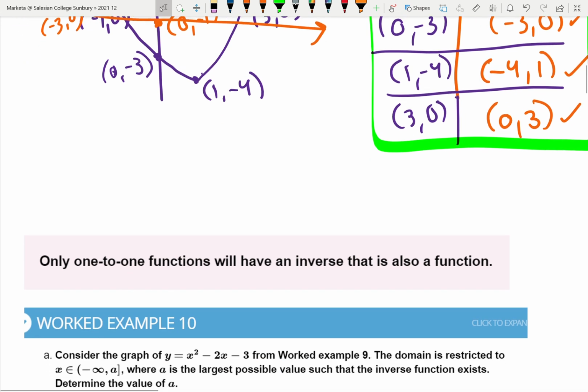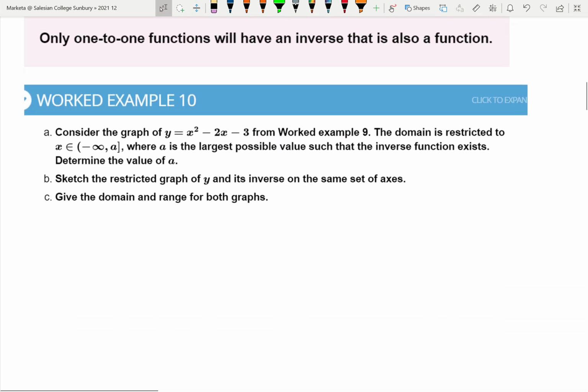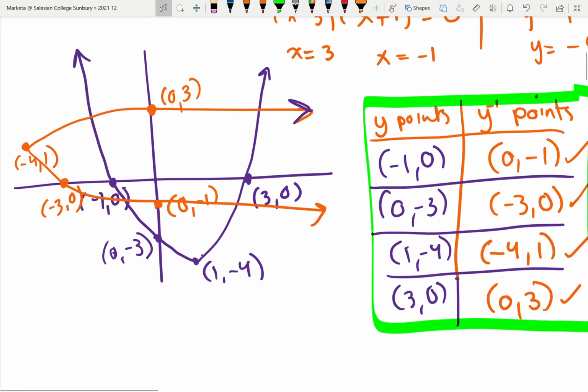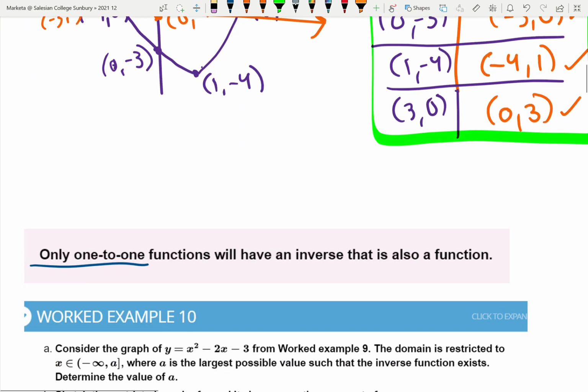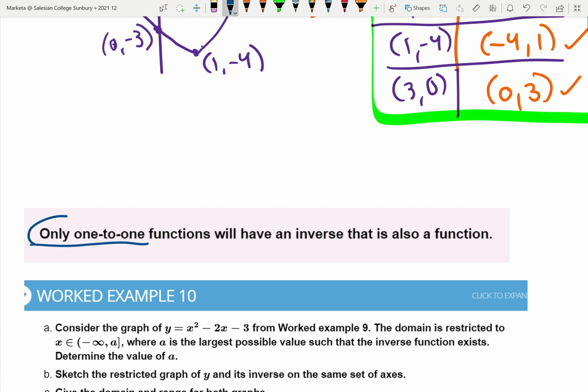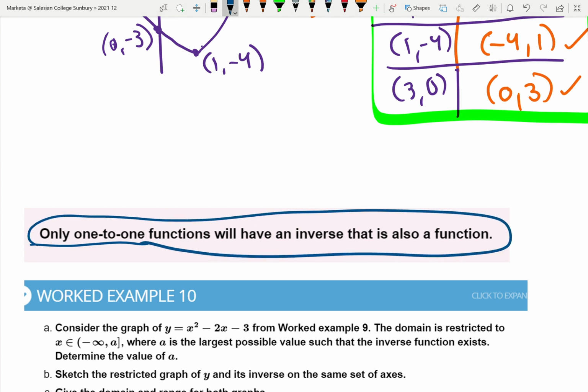Let's move to the next one. Something important to note is that only a one-to-one function will have an inverse that is also a function. We saw that just a second ago: the orange inverse there was not a function. If your original is not a one-to-one function, then your inverse will not be a function. So this is important. Only a one-to-one function will have an inverse that is also a function.